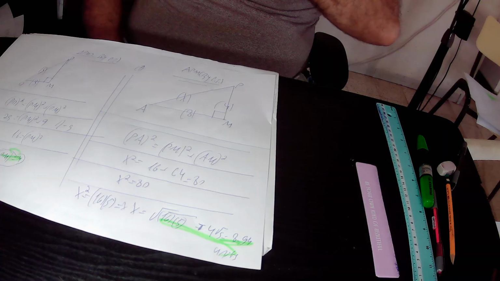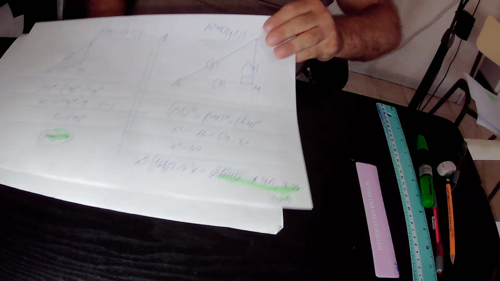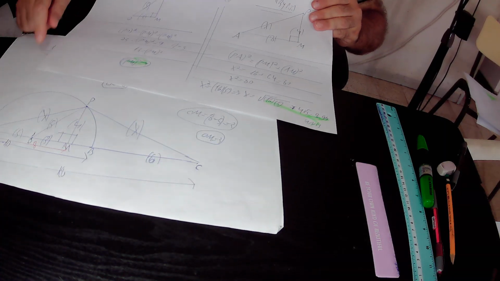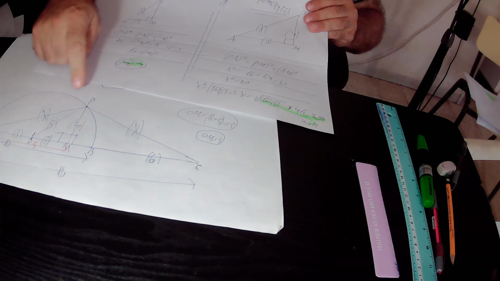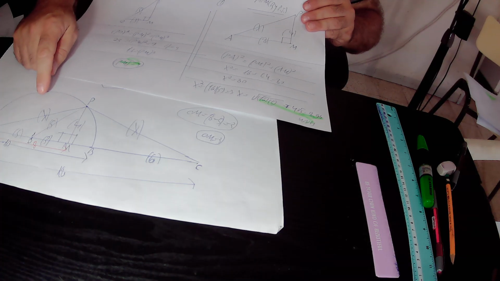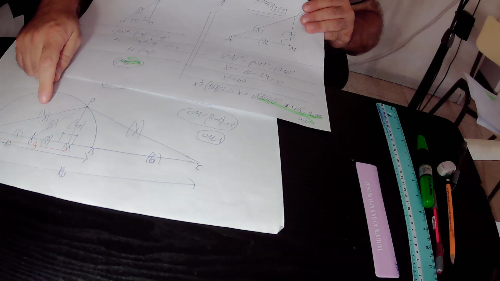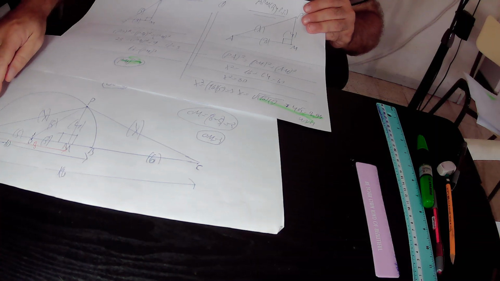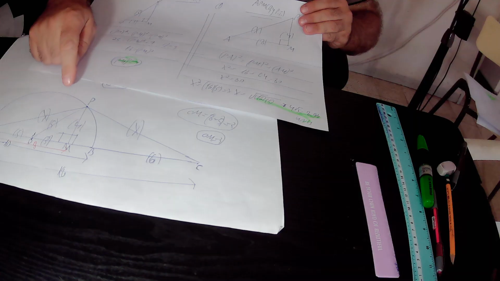So in both methods we found that the length of line segment AP, which equals X, is 4 times the square root of 5 units, or in terms of numbers, AP equals 8.94 units in length.